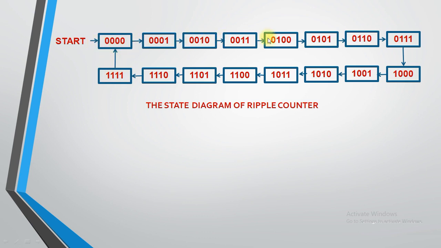So this is called a ripple counter. Ripple counter means the counter always passes 1 bit of information from one bit to another bit, and this is a cycle. Is that clear to everyone?